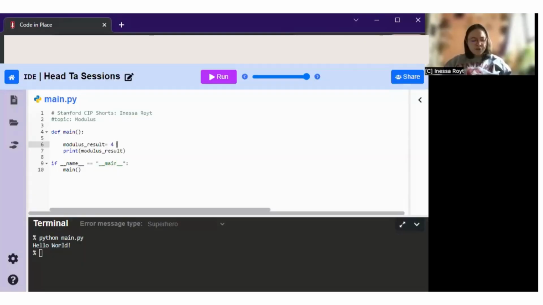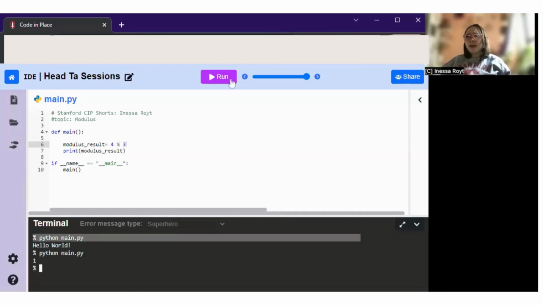So I can show you that. It's represented by a symbol that is the percent symbol. So 4 modulus 3, and that gives the remainder 1, as you can see over here.